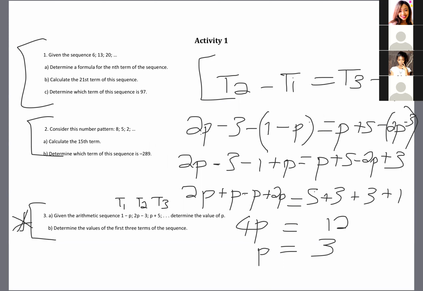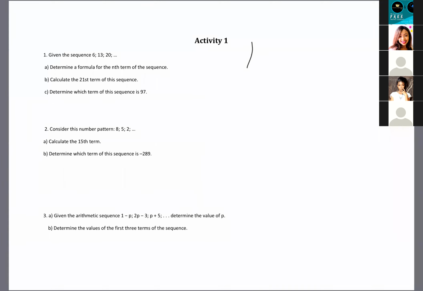So did you understand how I got the p? Yes, ma'am. Okay, great. So now B says determine the value of the first 3 terms of the sequence, right? So I know that my P is equal to 3. So the only thing I have to do here is, I just substitute the P back into these formulas that I have here.